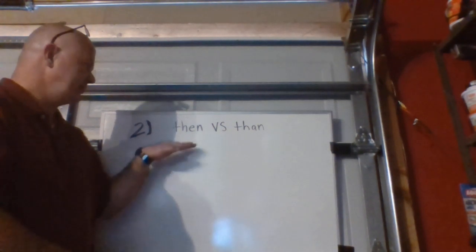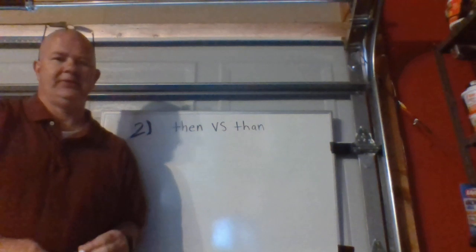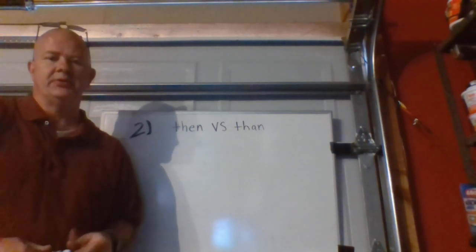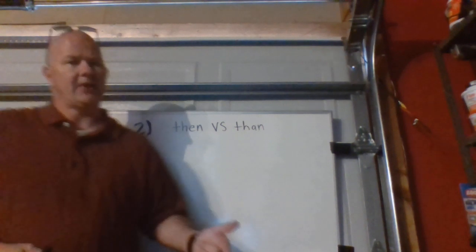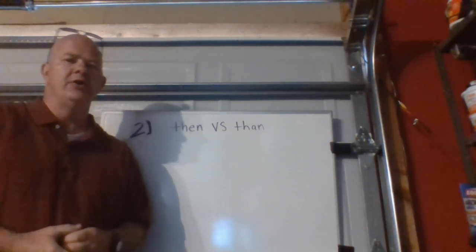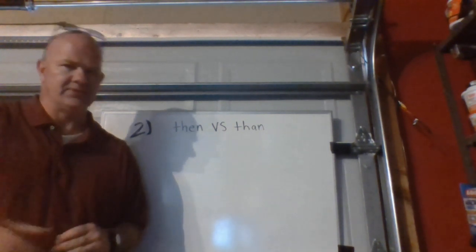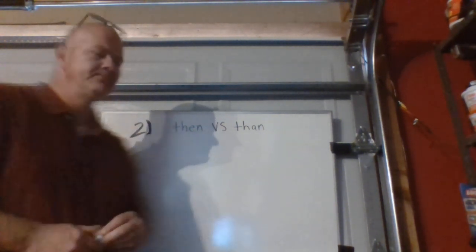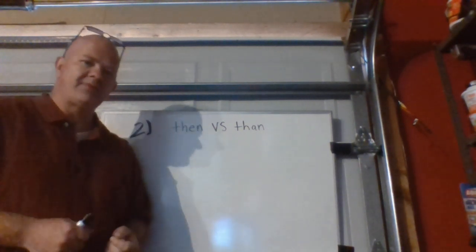Number two, then versus than. Technically, these are pronounced completely differently because they're two different words. In the English language, though, because of the way we talk, we're so lazy and we're so fast, you really never hear the difference, and that's what causes the confusion here. So they are two different words and they're used two different ways.